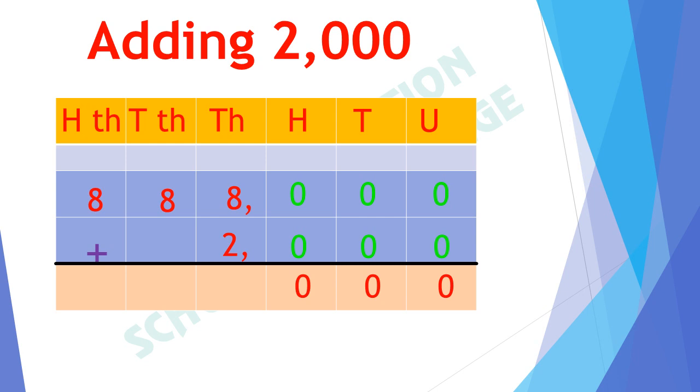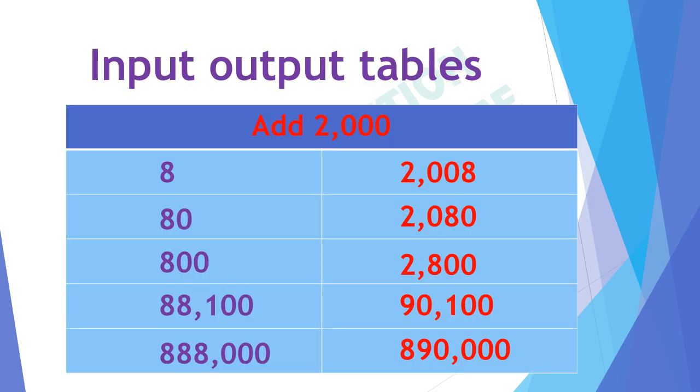Then we move towards the thousands. We have to add 2,000 and 8,000. If we add 8 and 2, we get 10. We write 0 in the thousand column and we will carry forward 1 to the 10,000s. Now we have to add 1 10,000 and 8 10,000. If we add 1 and 8, we get 9. In the 100,000s, there is only 8 and there is nothing to add. We write it as it is. It means if we add 888,000 and 2000, we get 890,000.